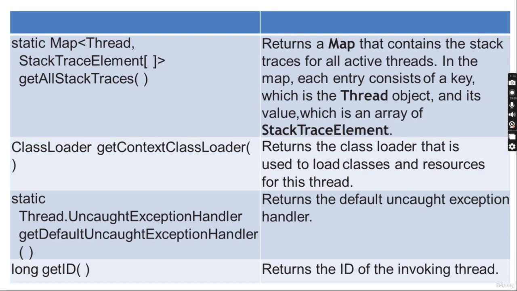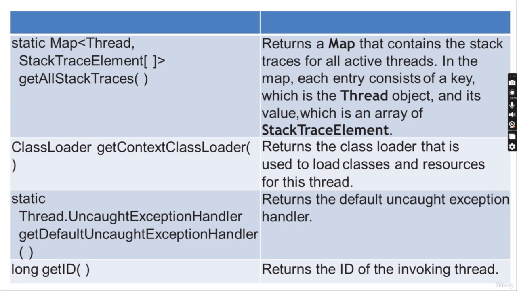The static Map<Thread, StackTraceElement[]> getAllStackTraces returns a map that contains the stack traces for all active threads. In the map, each entry consists of a key, which is the Thread object, and its value, which is an array of StackTraceElement. ClassLoader getContextClassLoader returns the class loader that is used to load classes and resources for this thread. Static Thread.UncaughtExceptionHandler getDefaultUncaughtExceptionHandler returns the default uncaught exception handler.